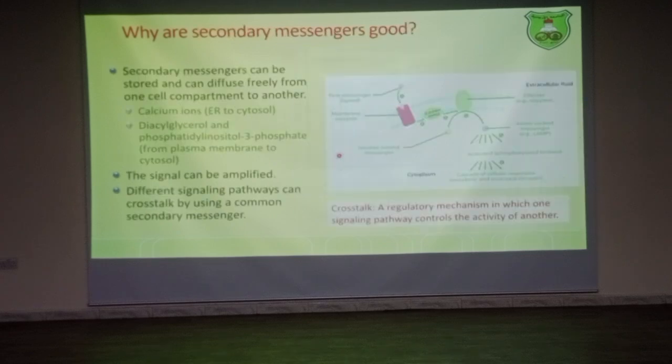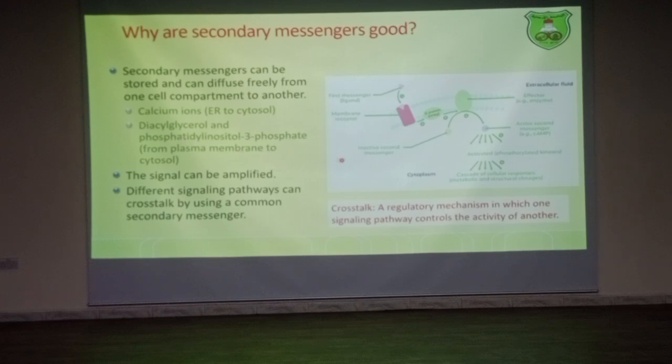Why are secondary messengers used? Because they can be stored, like calcium ions. They are hidden. They can be stored in the plasma membrane and in the endoplasmic reticulum, and then they are released. So they can diffuse from one compartment to another, to the cytosol, from the cytosol to the mitochondria, and so on. Examples are calcium ions, diacylglycerol, and phosphatidylinositol 3-phosphate. We're going to talk about these.